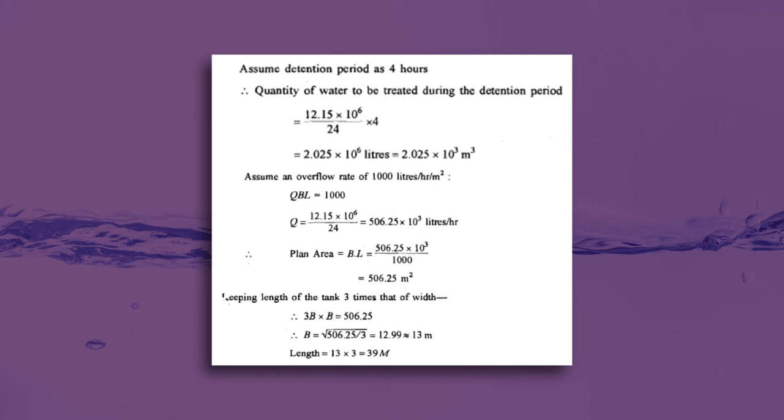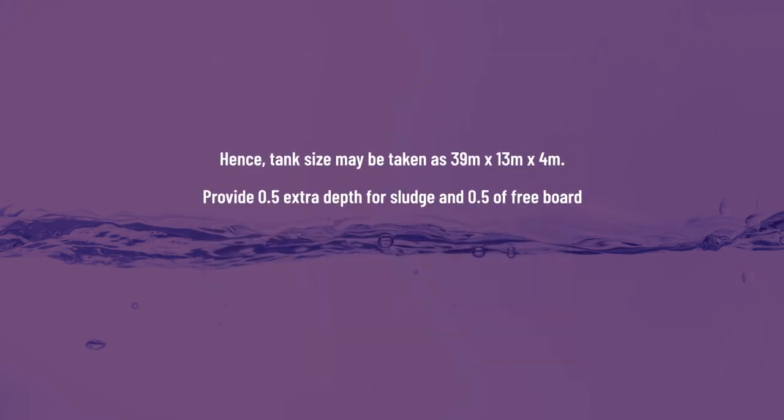Keeping the length of the tank 3 times that of the width, B is equal to root of 506.25 divided by 3, which is 12.99, approximately 13 meter. So length is equal to 13 × 3 = 39 meter. Hence the tank size may be taken as 39 × 13 × 4 meter. Provide 0.5 meter extra depth for sludge and 0.5 for freeboard. Then the size of the tank is equal to 39 meter × 13 meter × 5 meter.